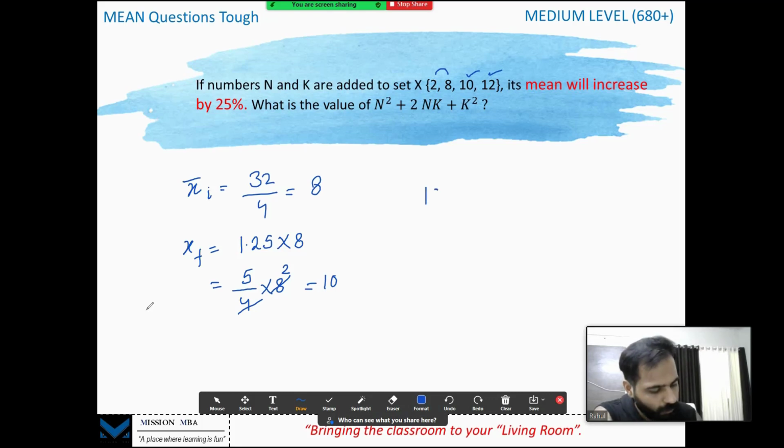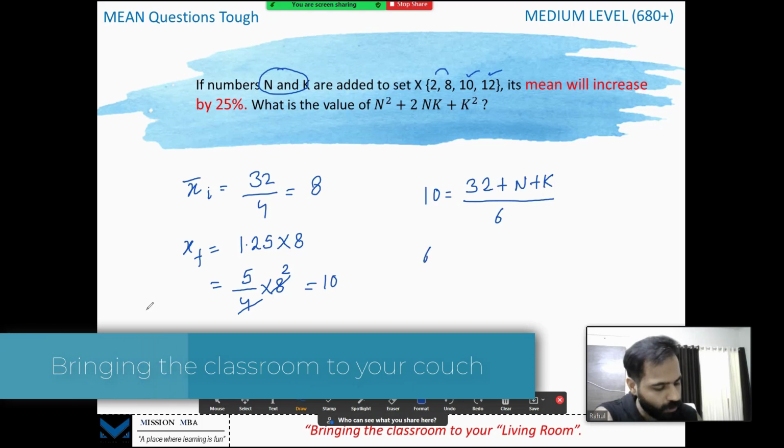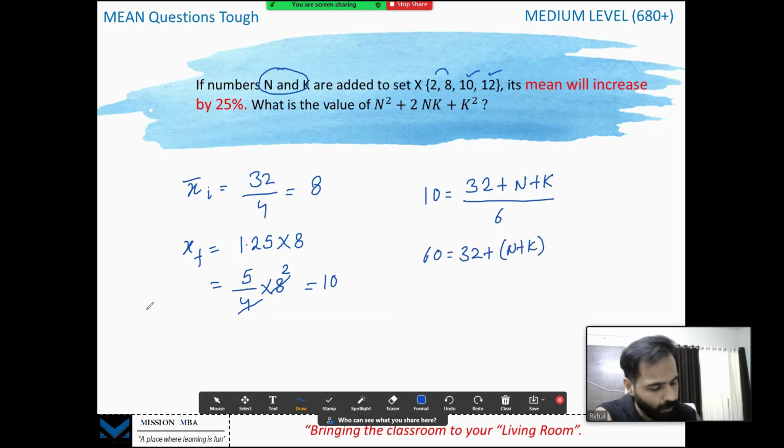Alright. So the final mean is going to be what? Sum of the numbers, which was 32, plus, now you've added two new numbers, n plus k. Be careful, do not write 4, because now the number of numbers is 6: 4 from the initial set, n and k. So 60 equals 32 plus n plus k. From here we get n plus k equals 60 minus 32, that is 28.